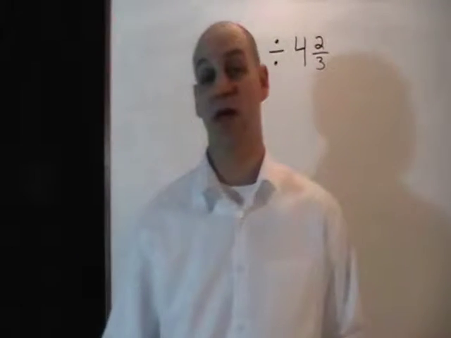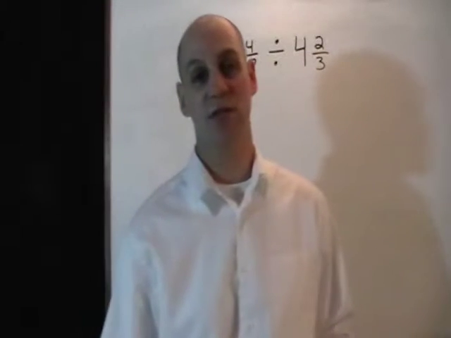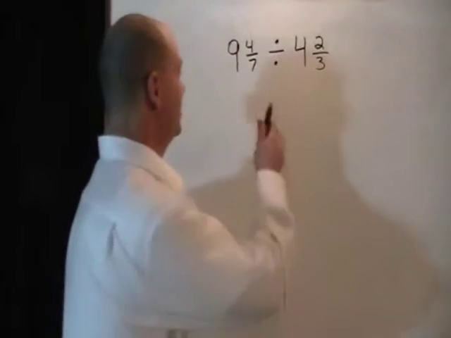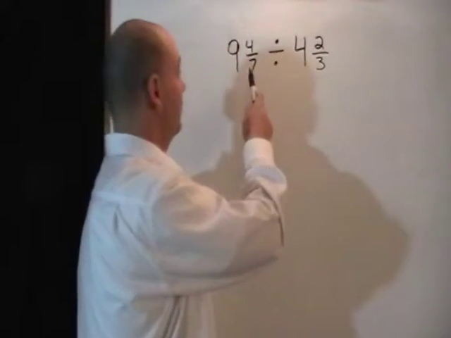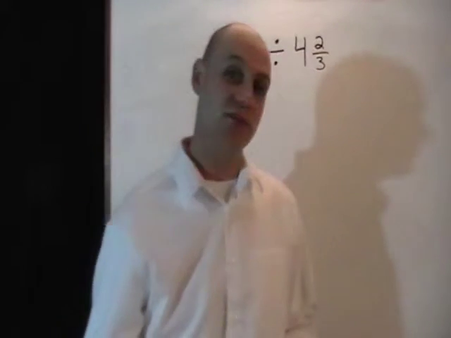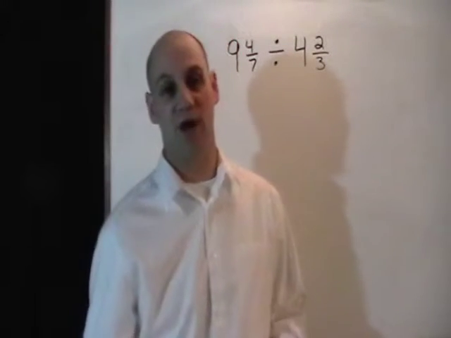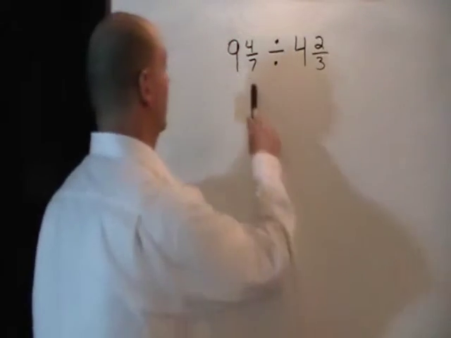In our previous lesson we looked at how to multiply mixed numbers, and now we're going to look at how to divide mixed numbers. So let's have a look at an example. Say you wanted to divide 9 and 4/7 divided by 4 and 2/3. Again, just like addition and multiplication, our first step is going to be converting these into improper fractions. So let's have a look.